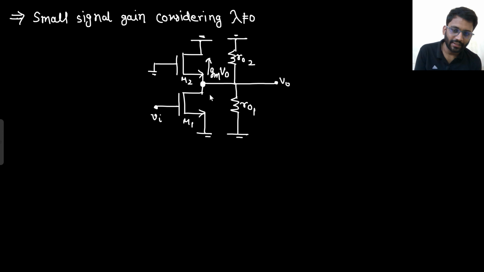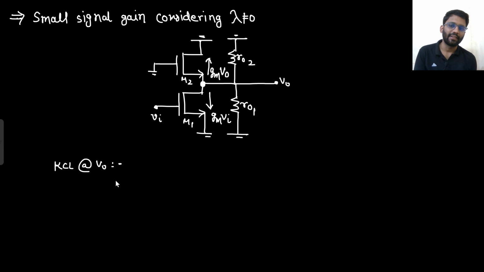This is Vin. What is the current in the downward direction? That is gm Vin. Now you have to write the simple KCL at this node, at V0. So KCL at V naught. So what will be your KCL at V naught?